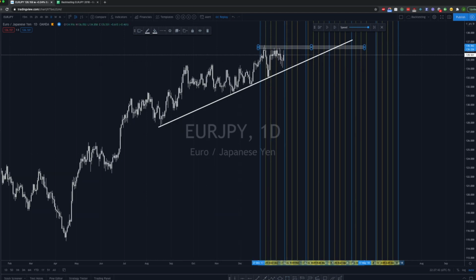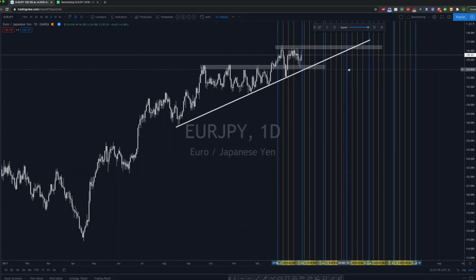We could identify a zone below here, but it's tested once. So this was resistance, tested again, a third time, broke through, completely disrespected. I think we took a trade. No, we didn't take a trade here. We might have taken a trade around here. So it already kind of served its purpose.